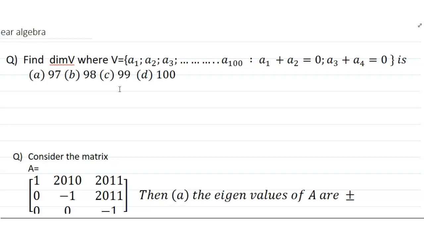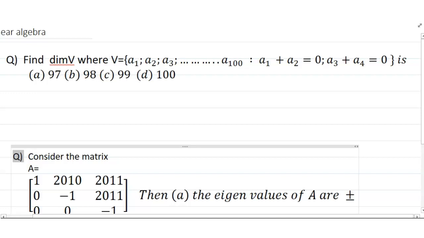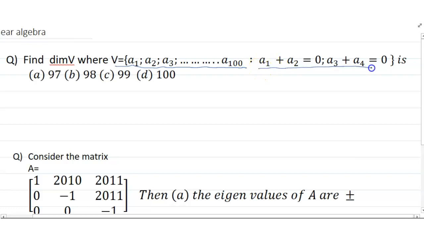Linear algebra. Friends, we will try to solve a lot of problems. So the first problem is: dimension of V, where V is equal to a1 plus a2 plus a3 up to a100, and a1 plus a2 is equal to 0, and a3 plus a4 is equal to 0, and we have to find out the basis a, b, c, d. So friends, whatever you see, number one answer.